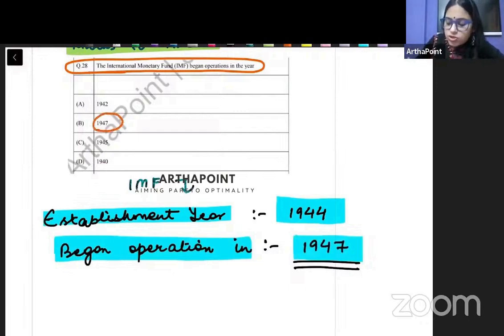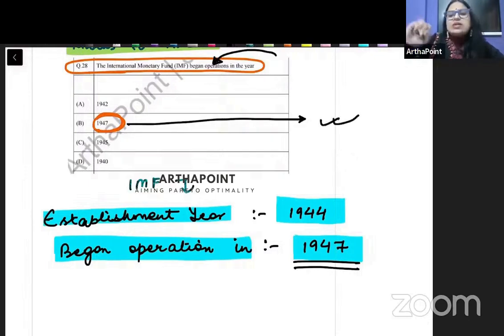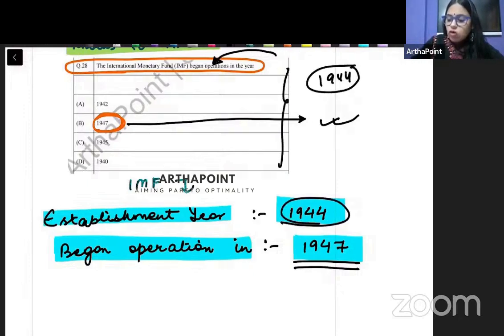1947 is one of the options. 1947 is given in the options. So if you are asking when its operation was started, 1947, तो उस हिसाब से तो ये correct है. But if you are asking when it was established, 1944, which is not in the option, वो option में नहीं है. So if operation is asked, तो actually B is the right answer. कोई गलत नहीं है उसमें. B is the correct answer.